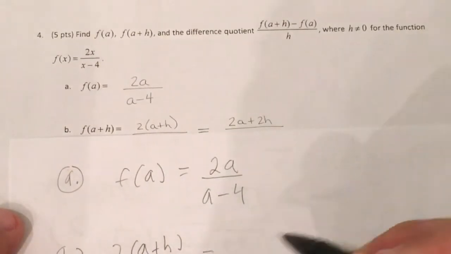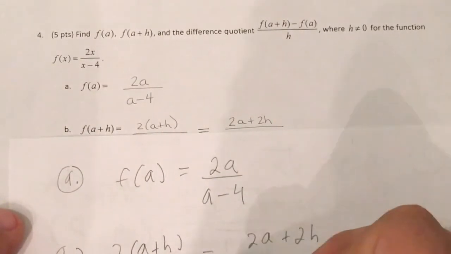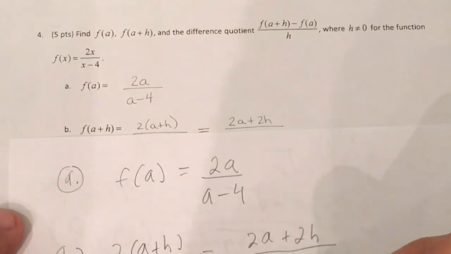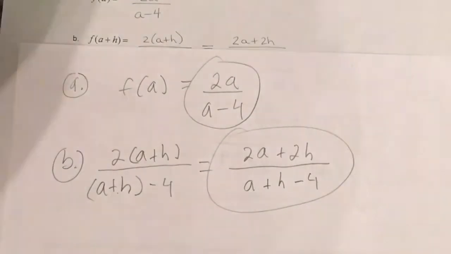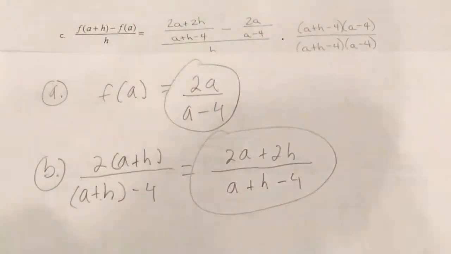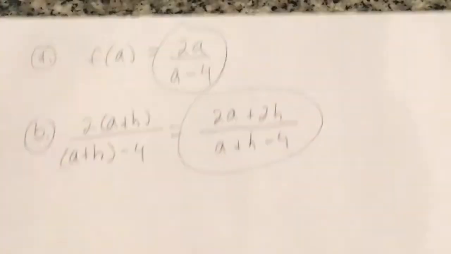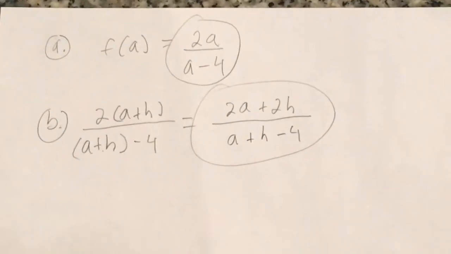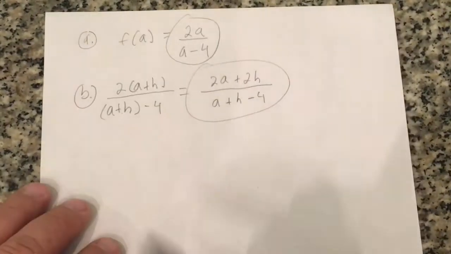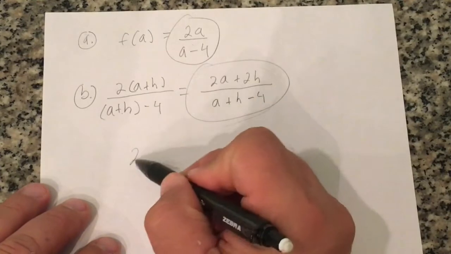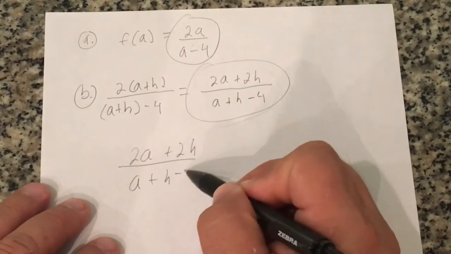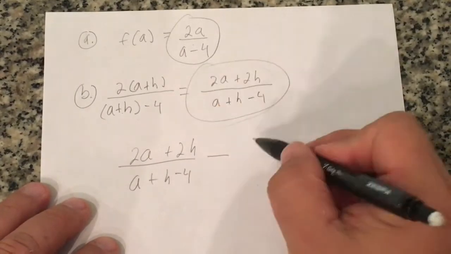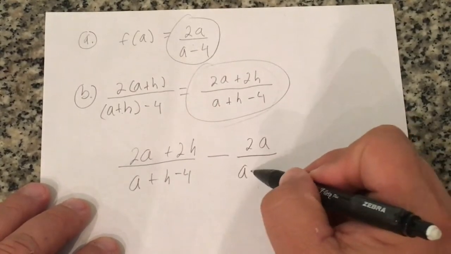Now I have to do a little arithmetic. That's going to equal 2a plus 2h over a plus h minus 4. So there's the first step. There's the second step. That wants me to actually do the difference quotient. And that's going to be a little tricky. So the difference quotient is this minus this. So 2a plus 2h over a plus h minus 4 minus that 2a over a minus 4.